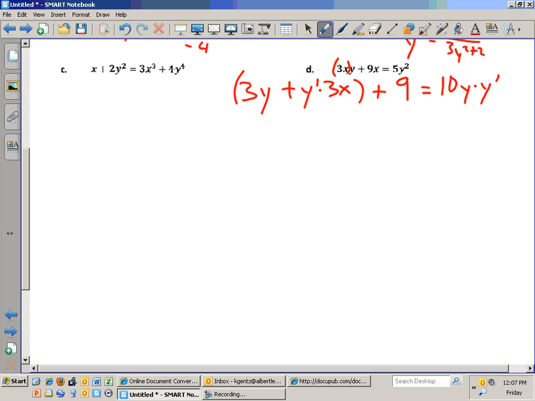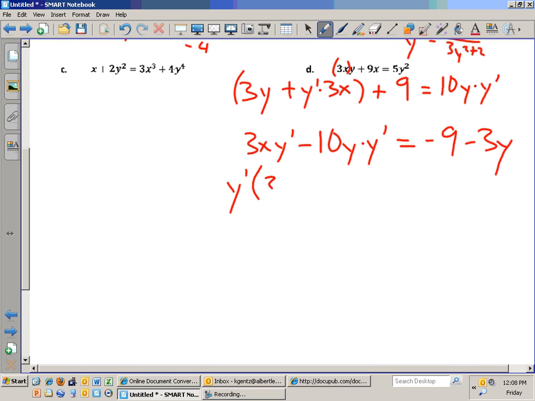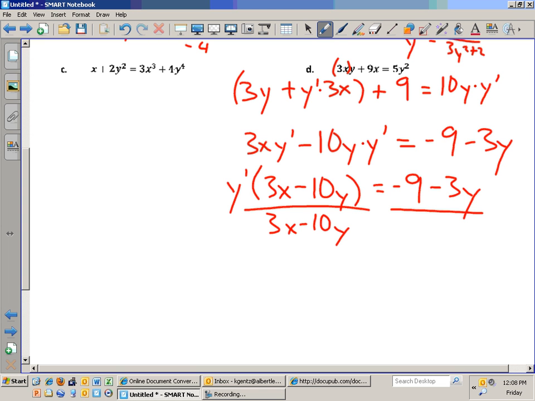And now it's the same process. We gather terms on one side. So I'll have this 3xy prime, I'll subtract my 10y y prime. And then on the other side, I would have a negative 9 and a minus 3y. Factor out my y prime. 3x minus 10y equals negative 9 minus 3y. Divide. Y prime is negative 9 minus 3y over 3x minus 10y. Done and done.